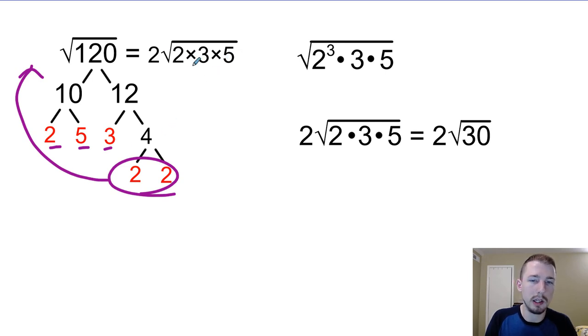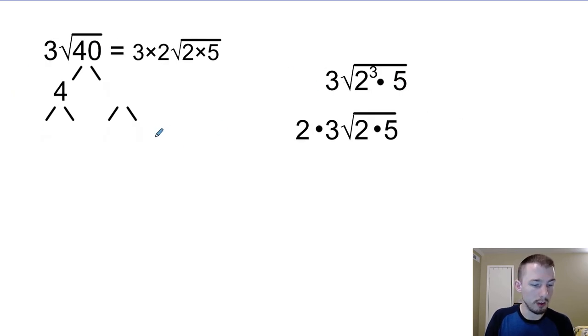Now when I'm done here, just like I combined everything back together with the 3 and the 5, same thing's going to happen. The 2 times the 3 times the 5 is going to be all combined back together. Just multiply it, and when we do that, we'll get 30. So this radical 120 will reduce down to 2 radical 30. All right, let's do one more.